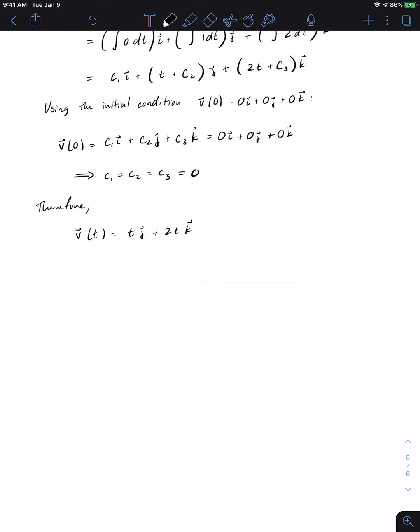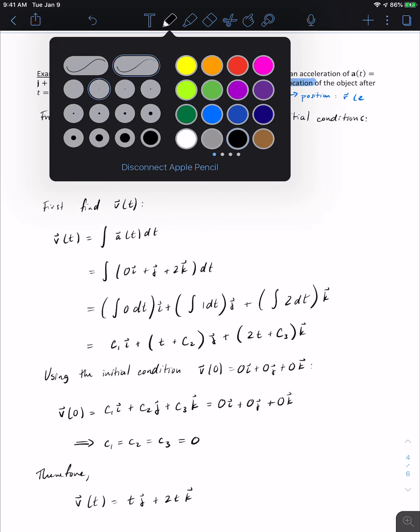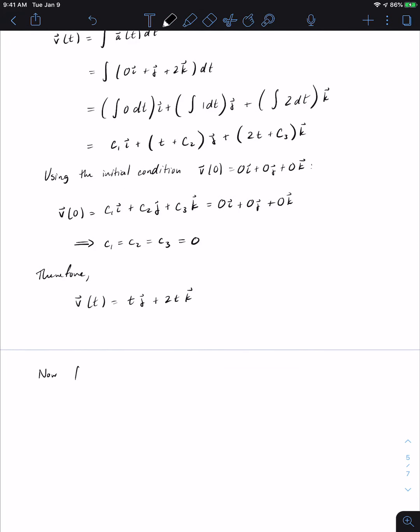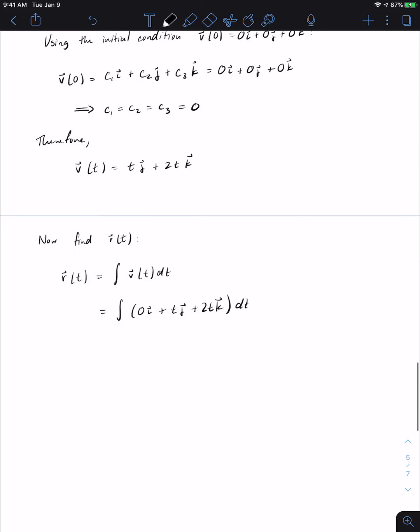So now we need to find our position, right? Because we're going all the way up to position. We want to find r of 2. So now find r of t, right? And again, how do I find r of t? Well, I find r of t by integrating v of t. What is v of t? That's what we just found. Again, I'm going to plug in a 0 for the i, so the integral of 0i plus tj plus 2tk dt.